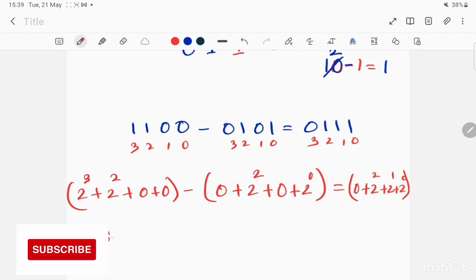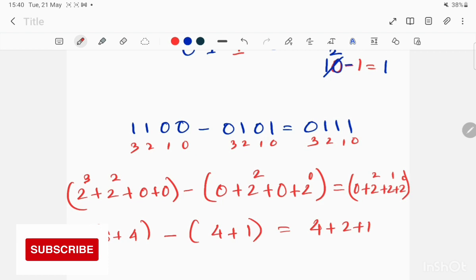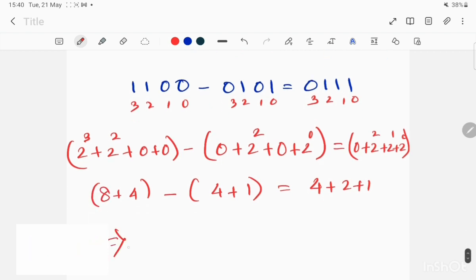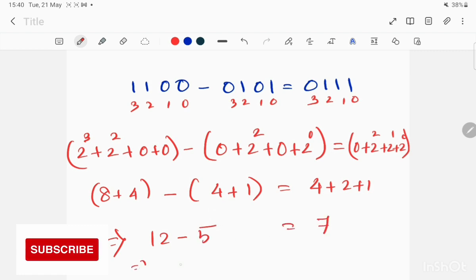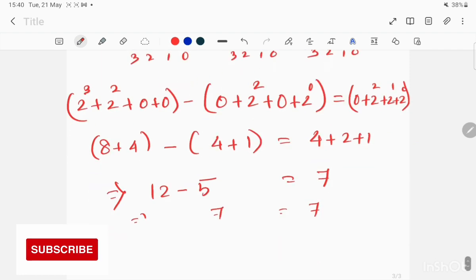Let us verify. This is 8 plus 4, and this is 4 plus 1, and this is 4 plus 2 plus 1. So it is 12 minus 5, and this is 7. So what we have, 7 equal to 7. That means the process that we adopted is correct. Let us check another example.